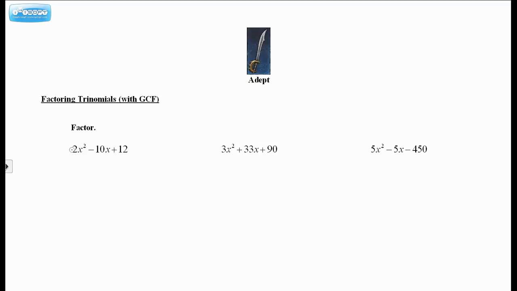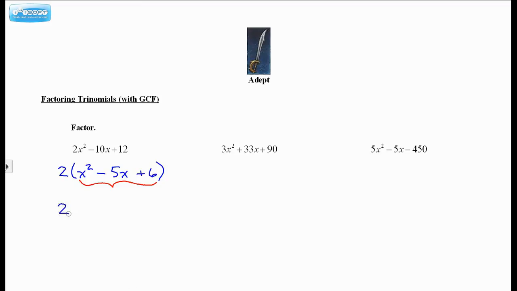Well, we should always look for a GCF first, regardless of what type of factoring we're doing. It turns out that that's 2. I can divide 2 out of everything, so that would leave x squared minus 5x plus 6. Okay, so that factoring is done. But look here now. That remaining trinomial looks an awful lot like the types of trinomials that we saw in the previous video, which a lot of times are factorable.